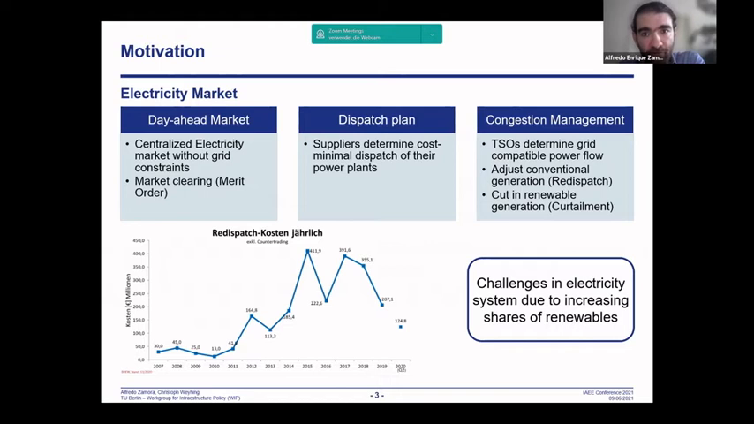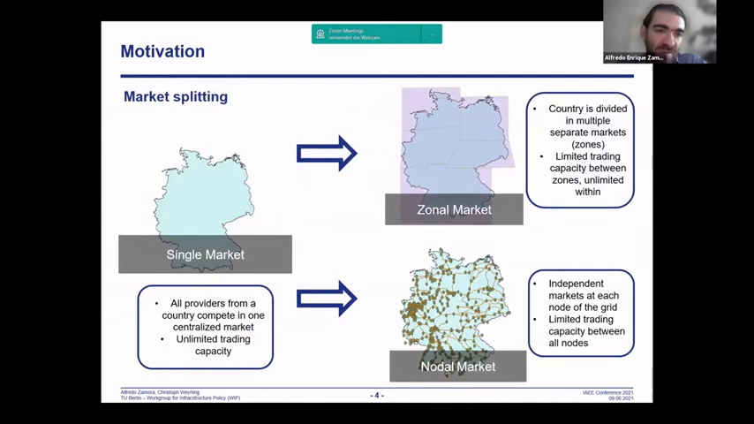Perfect. So as we said, we have single markets in Germany. This means that all providers from the country compete in one centralized electricity market, and an unlimited trading capacity is assumed. Regardless of where the electricity is generated, it can be sold at any point of the country without any acknowledgement of the electricity grid. So to solve this issue, we can split the market.